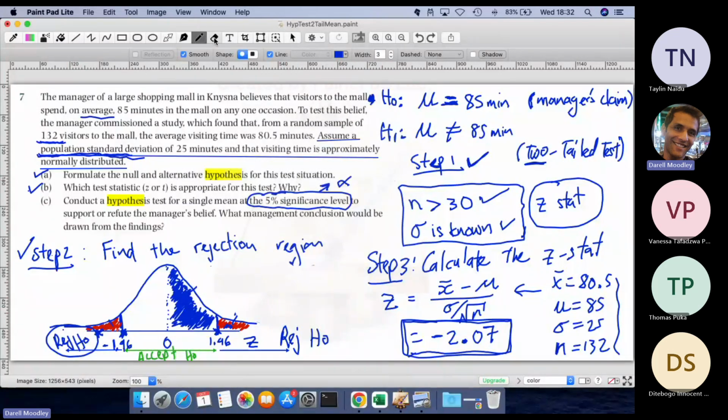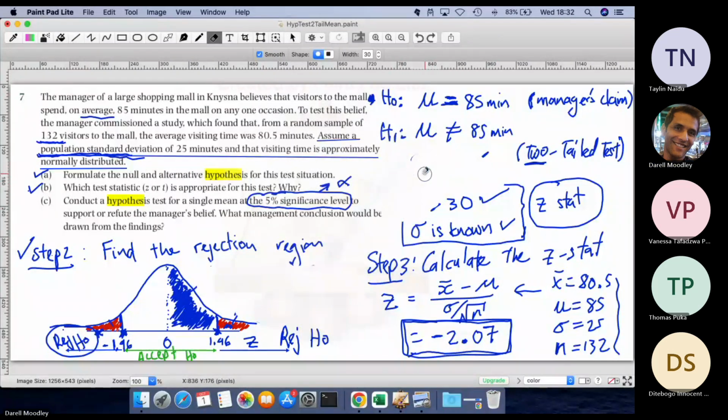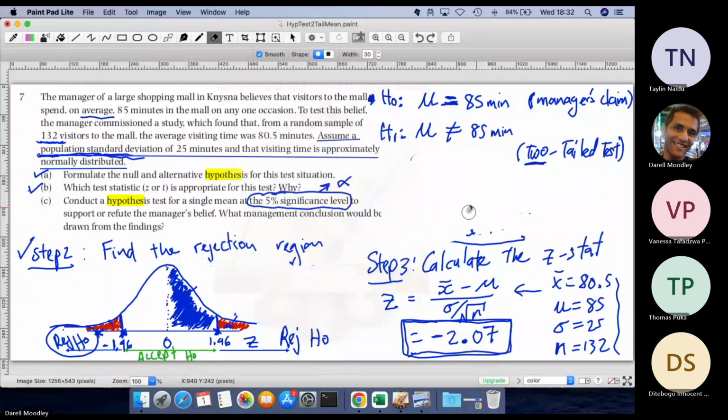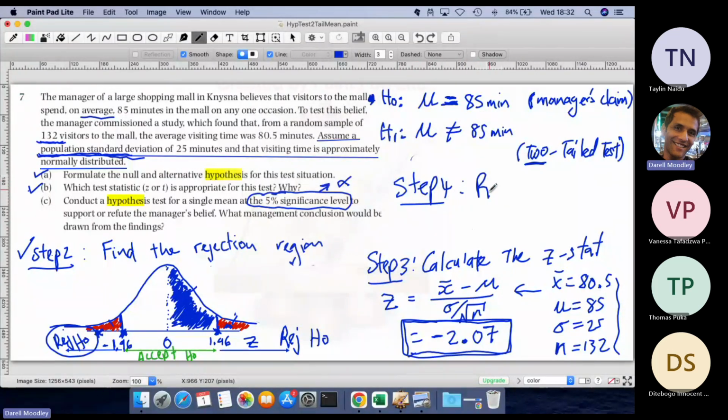I'm going to make some space on the board here. Step 4 is you simply saying we reject H0. Okay, step 4, we reject H0. And then step 5 is just writing it out in words.